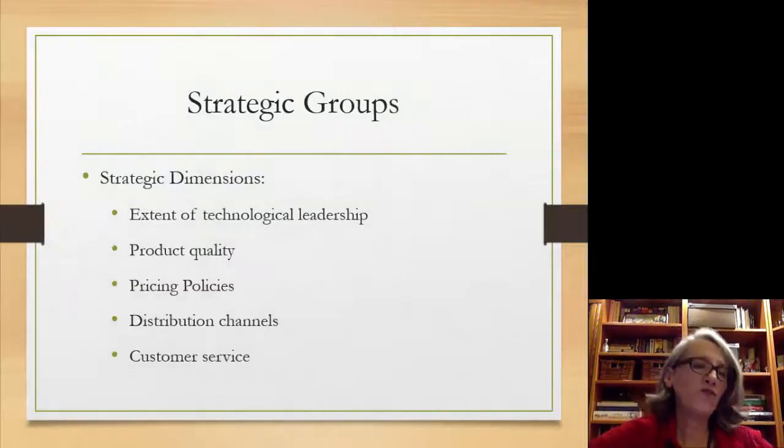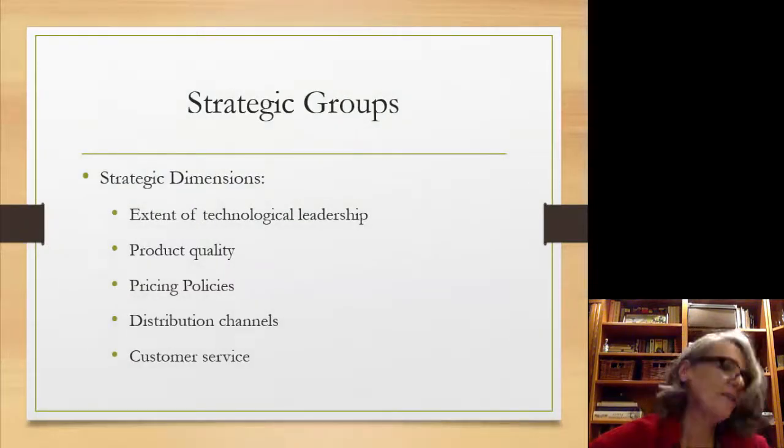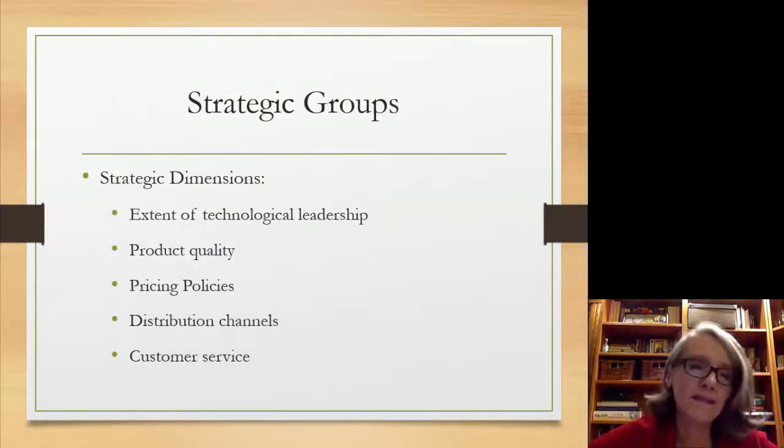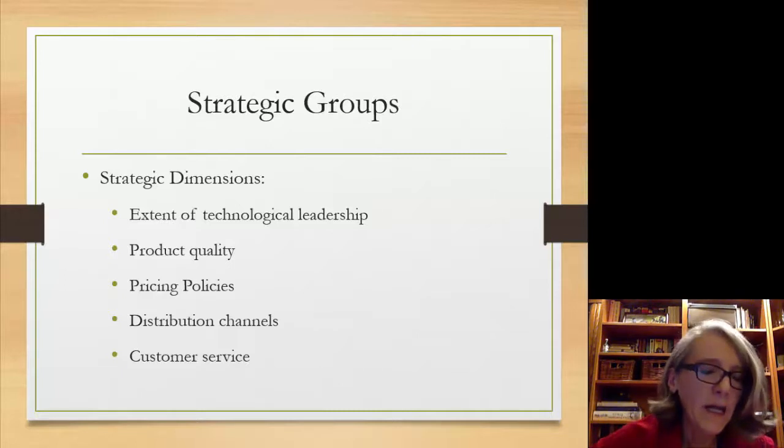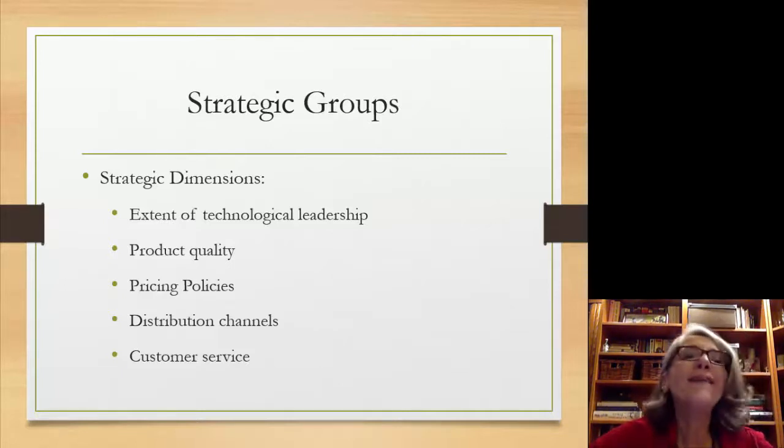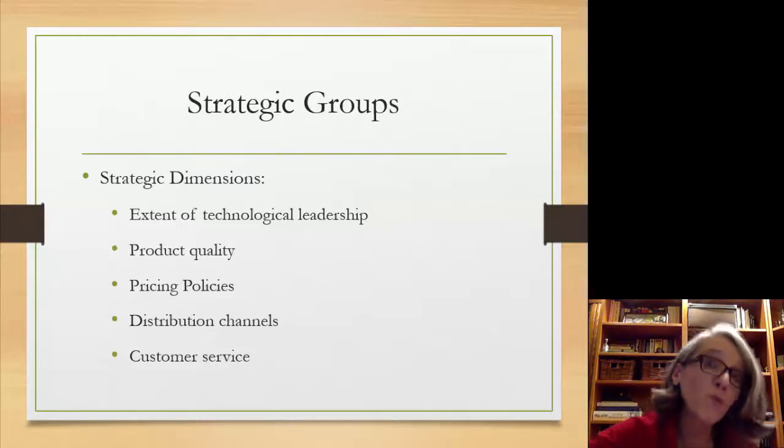So basically, we choose strategic dimensions, and these strategic dimensions, as you can see, are examples of key success factors that we were discussing previously. What you do, and it's going to become clearer with the next slide, is identify two dimensions, two key success factors that you think will be most helpful in identifying subgroups within the industry, subgroups who compete in a way that is similar.